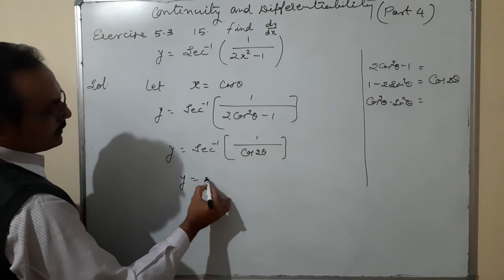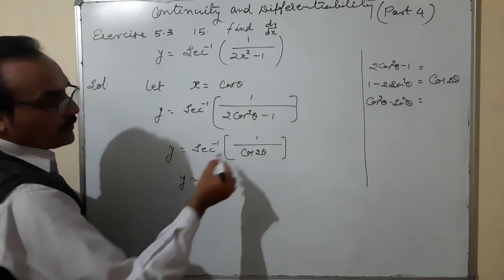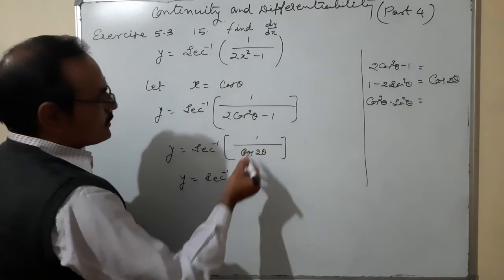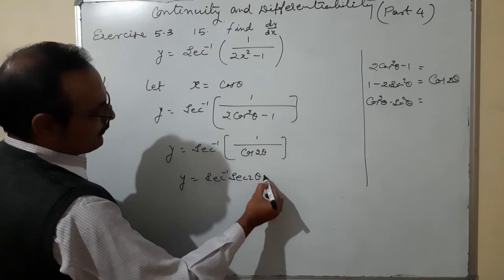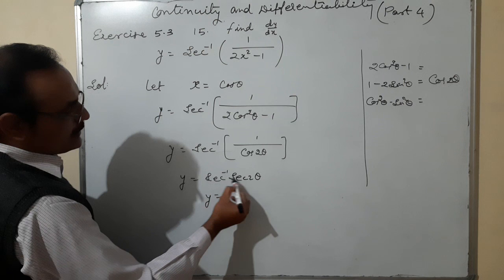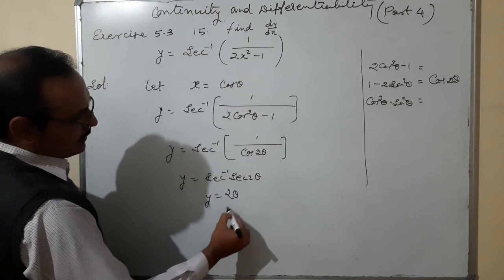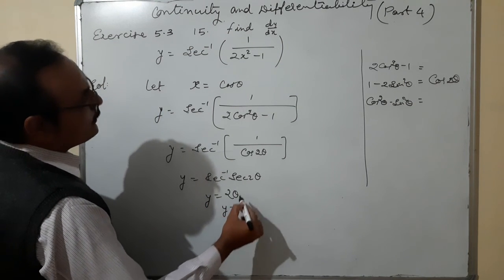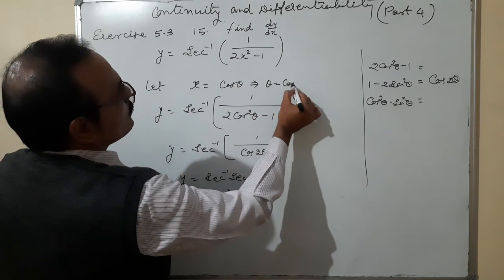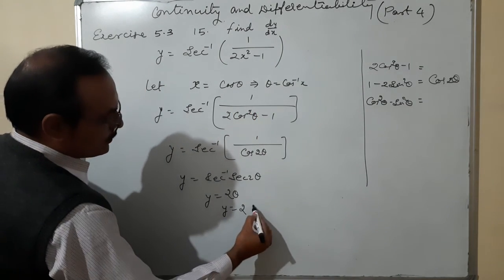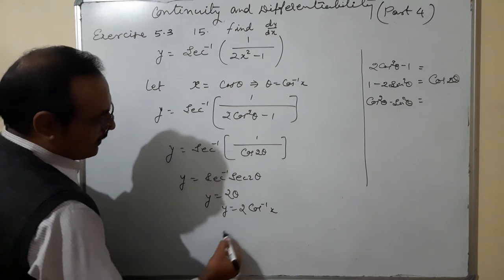And you know that cos is a reciprocal of sec. So 1 upon cos 2 theta, we write here sec 2 theta. Therefore y is equal to sec inverse sec 2 theta, cancel. So y is equal to 2 theta, and the value of theta is cos inverse x, so y is equal to 2 cos inverse x.